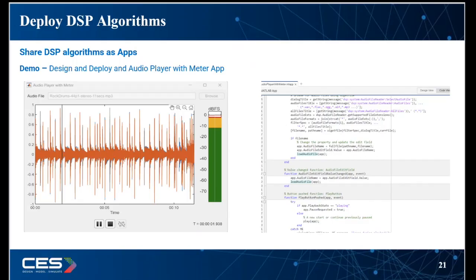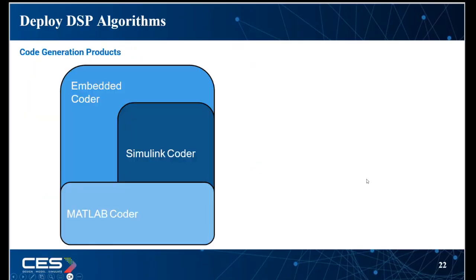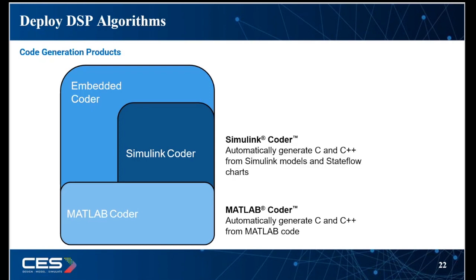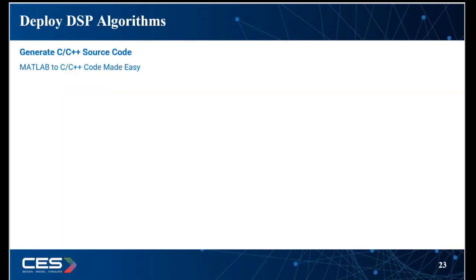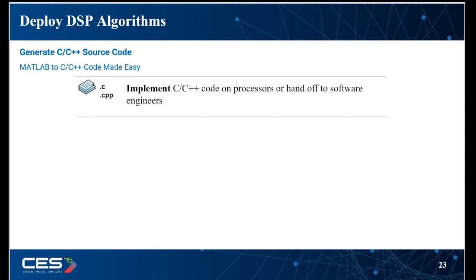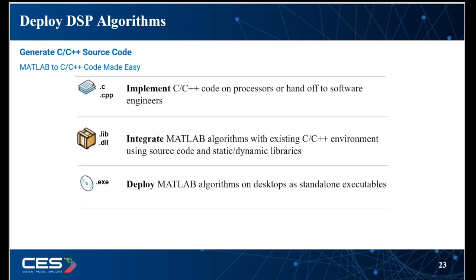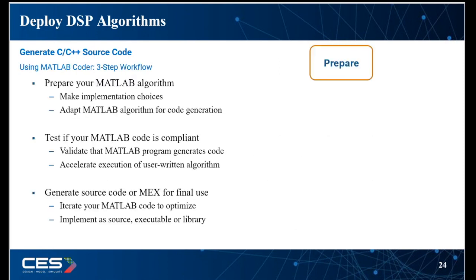Next, we want to generate code, C or C++ code. This can be done using coders, and mainly MATLAB Coder. This allows you to generate code automatically from MATLAB. From Simulink, you need to use Simulink Coder. For a target hardware, you need to use what we call Embedded Coder. So MATLAB to C++ made easy with MATLAB Coder. You can generate C or C++ code, or a library, or even an executable. Or for acceleration, you can generate a MEX file.